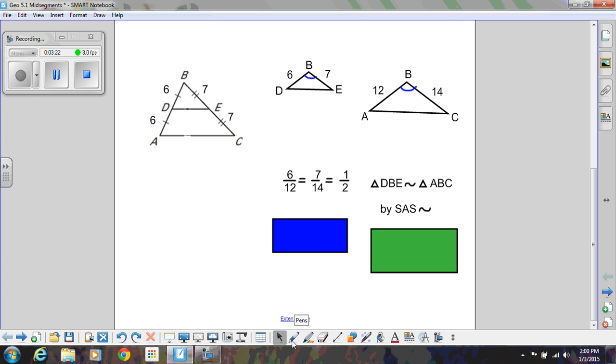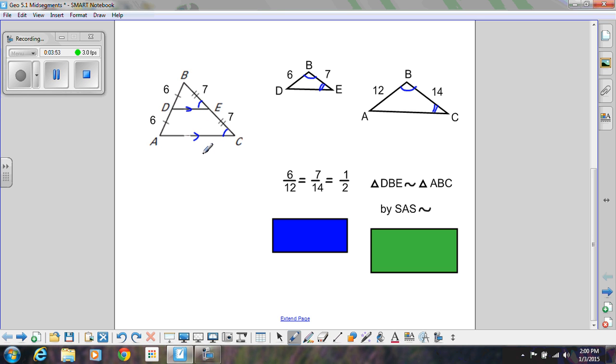So what does that mean for us? Well, first of all, we know that all the angles have to be congruent in similar triangles. So I know angle E is congruent to angle C. And if I go back to this diagram, that means that this angle right here is congruent to this angle right here. So how does that help me with the midsegment theorem? Well, these are corresponding angles. So that means that this side is parallel to this side. So that's how they're getting the parallel part.